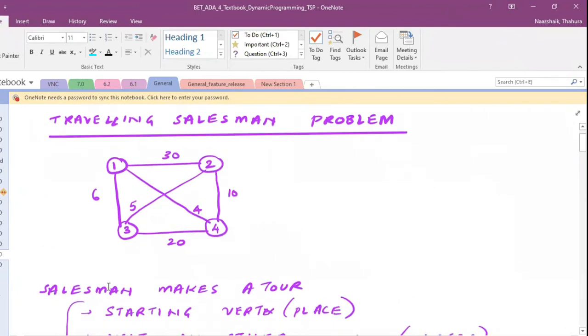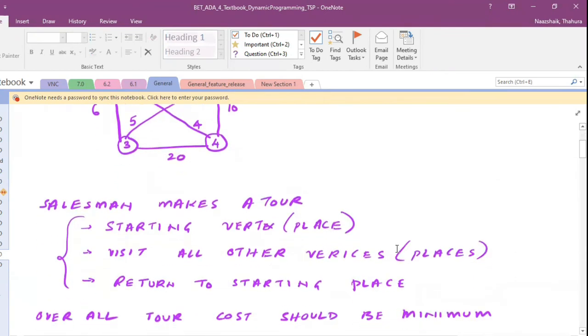So it's about a salesman who wants to make a tour. He'll start at some position, and his intention is to make a tour visiting all other places. So these vertices are nothing but places. He wants to start at place 1 and say visit place 2, place 4, place 3, and then come back to the starting position. So that is the problem statement. There's a salesman who wants to make a tour. He'll start at some vertex or a place, visit all other vertices, all other places, and then he has to return back to the starting point.